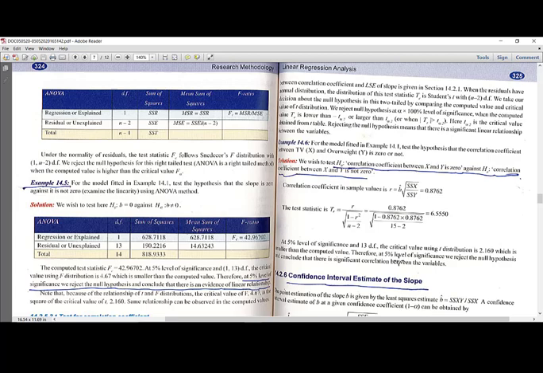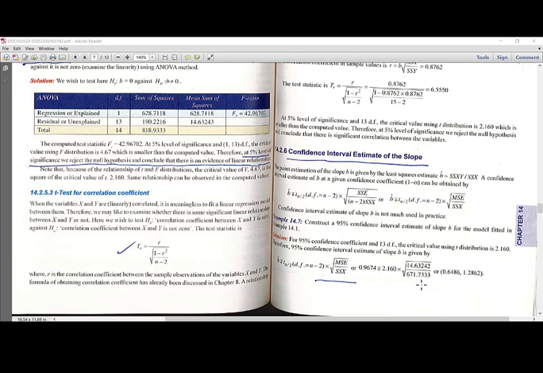Now let us discuss the confidence interval estimate of the slope. The point estimate of the slope B is given by the least squares estimate, B cap equal to SSXY by SSX. A confidence interval estimate of B at a given confidence coefficient, 1 minus alpha, can be obtained by B cap plus or minus t alpha by 2 with n minus 2 degrees of freedom, multiplied by the square root of SSE by (n minus 2) into SSX. The confidence interval estimate of slope B is not much used in practice.